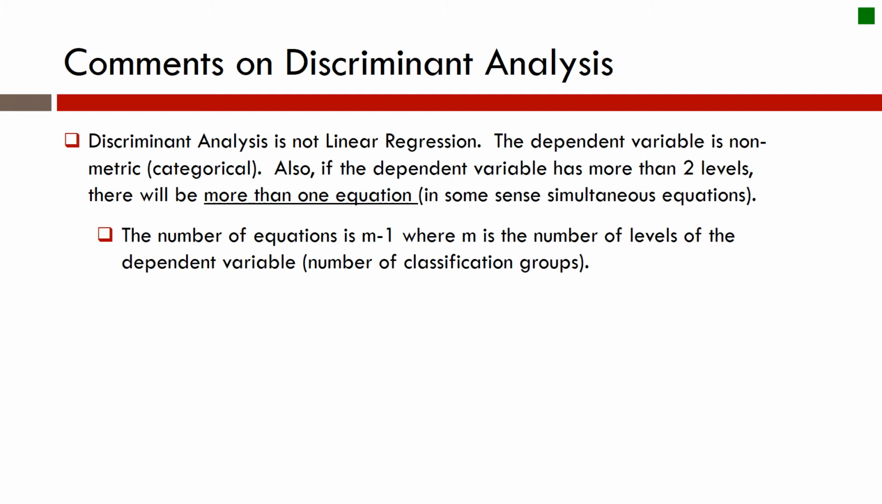So what will happen again is there'll be a function that's created for each level of the dependent variable minus 1. So in other words, if we have 3 levels, we'll have 2 functions that are estimated. And then based on those 2 functions, our individual objects will be placed into the 3 different groups. If we had 4 levels, we would have 3 functions, and so on.